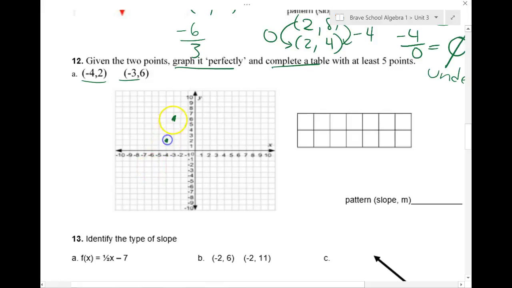So go from here to here, we're going to go, let me use a different color, 1, 2, 3, 4, up 4, and then right 1. So that's what we're going to use to complete our pattern. So we're going to go up 4, right 1.